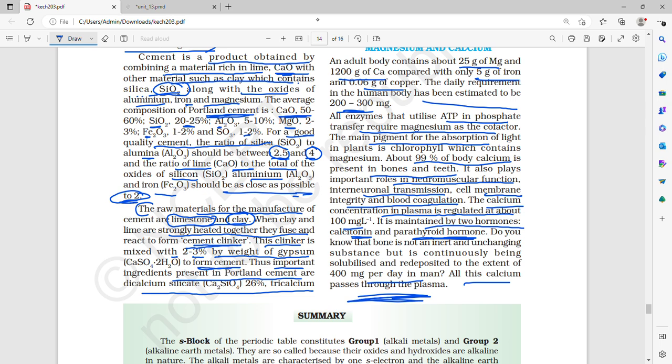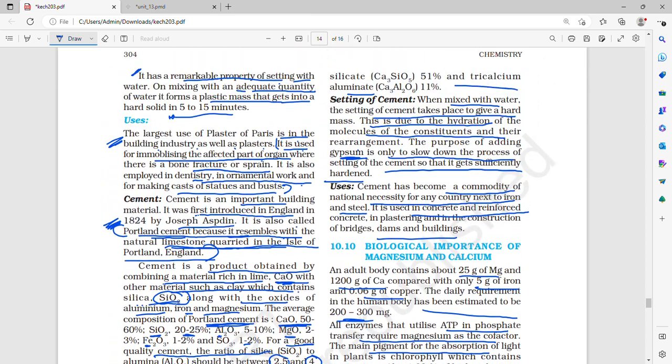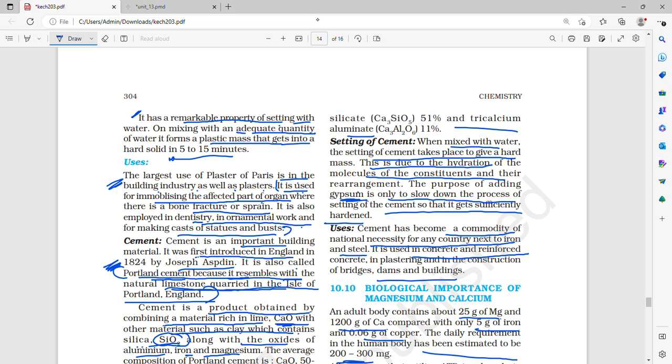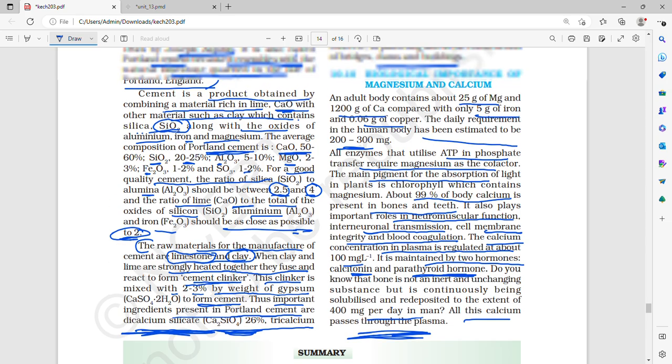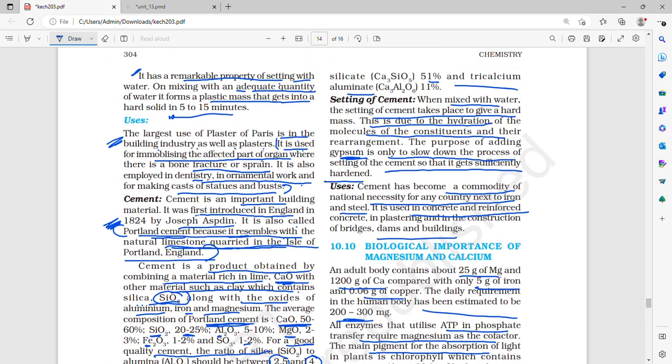Thus, important ingredients present in Portland cement are dicalcium silicate, Ca2SiO4, 26%, tricalcium silicate, Ca3SiO5, 51%, and tricalcium aluminate, 11%. What are the most important ingredients present in Portland cement? Dicalcium silicate, Ca2SiO4, 26%, tricalcium silicate, Ca3SiO5, 51%, and tricalcium aluminate, Ca3Al2O6, 11%.